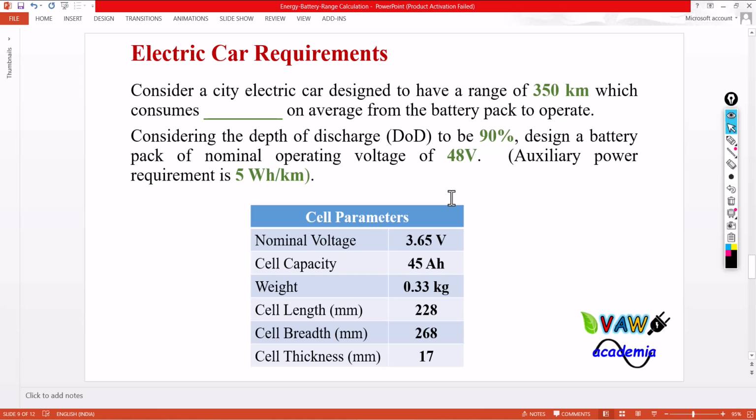So with this requirement, I'm going to design. The first step of the design is to calculate how much energy is consumed by the car for the given drive cycle source. Based on the energy consumption, I'm going to design the battery pack. That will be the idea of this video.